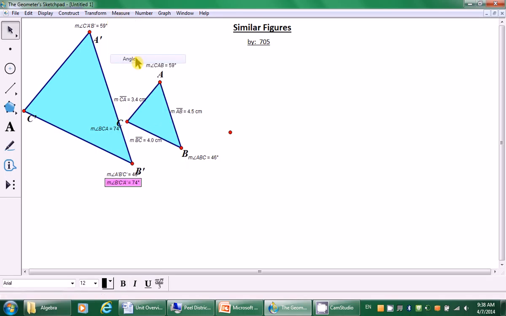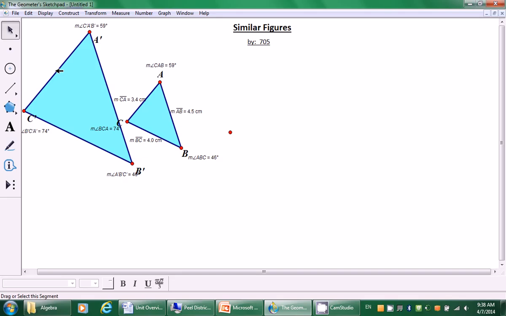Let's measure the angle, and I want you to notice the relationship between angle BCA, which in my case was 74 degrees, and angle B prime C prime A prime, which is also 74 degrees. These two angles are congruent. So even though we enlarged the triangle, hopefully you've come to the conclusion that we have not changed the measurements of the angles. The angles stay exactly the same. Now, is that going to be true for the sides? Let's see. I hope you already have an answer in your head.